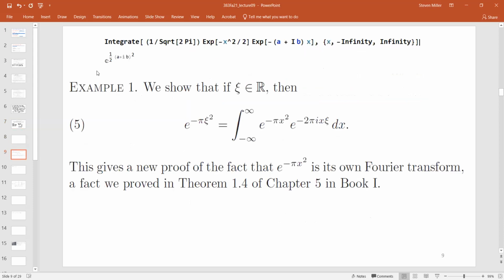So what I want to do now is turn to integrating a problem from earlier in the book. This is integrating the function exponential negative x squared over 2 times e to the negative (a plus ib) x. And Mathematica is able to compute this, and it gets e to the 1/2 (a plus ib) squared. So the book, example 1, I think this was of chapter 2, calculates the integral of e to the negative pi x squared, e to the negative 2 pi i x c dx.